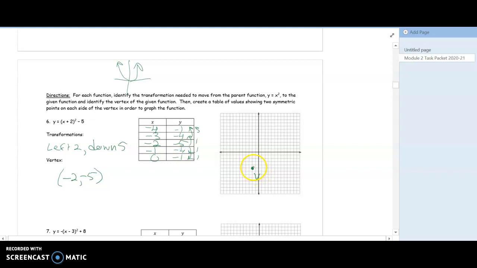So over 1, up 1, over another 1, up 1, 2, 3. Over 1, up 1, over another 1, up 3, and I can connect those points for a nice little parabola. Boom, bam. Okay, let's try the next one.